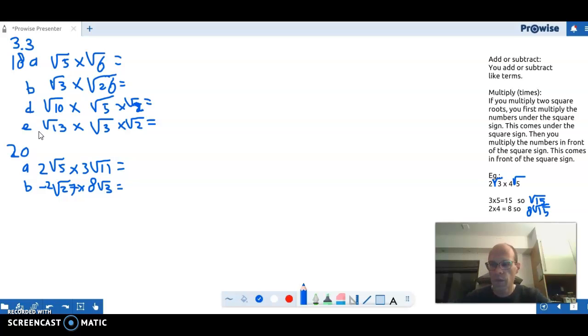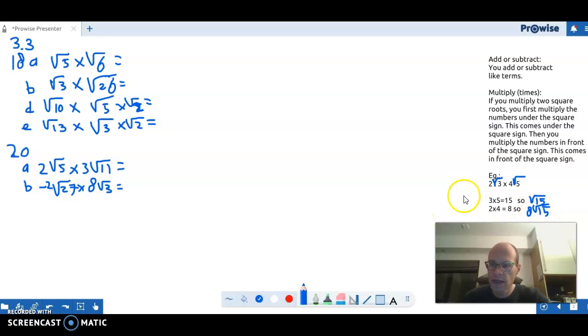So, if we have 2 square root of 3 times 4 square root of 5, then we multiply its times, and then we have the 3 and the 5, we multiply them, that's 15, so we get square root of 15, and then we multiply the 2 and the 4 in front of the square root, so that's 8, so we have 8 square root 15.